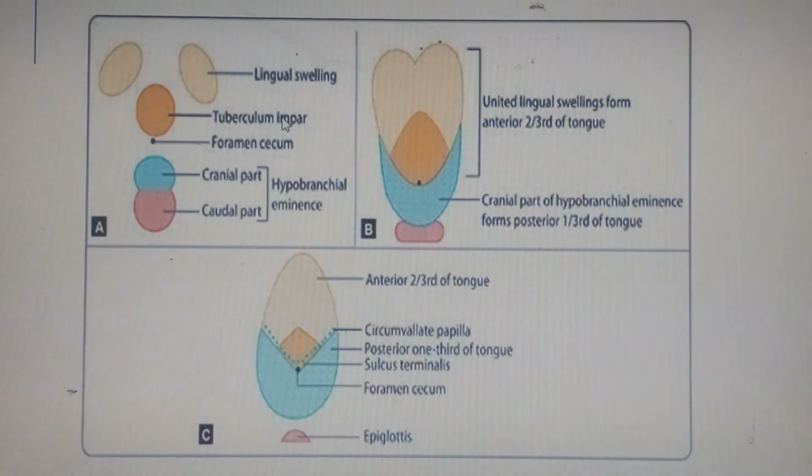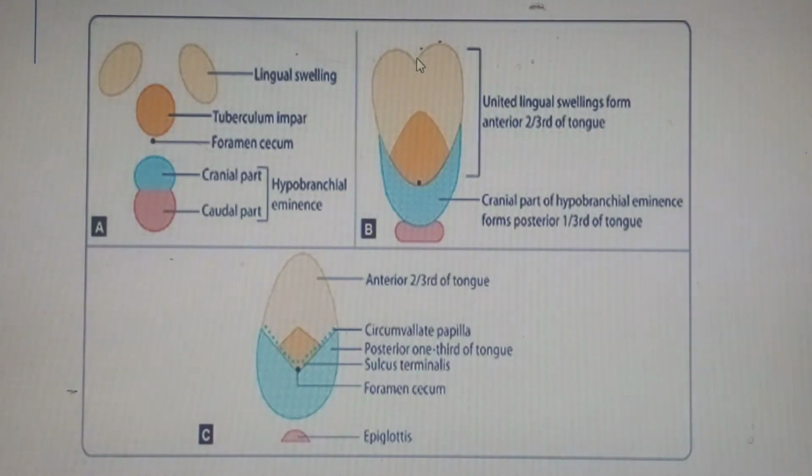Yes, so I'll show you what happens. There will be overgrowth, so that essentially this tuberculum impar will contribute very little to this anterior 2/3 of the tongue. One thing is that these lateral lingual swellings will have to unite to form this kind of tongue that we find. But failure or non-fusion entirely of these lateral lingual swellings may lead to something we call bifid tongue.